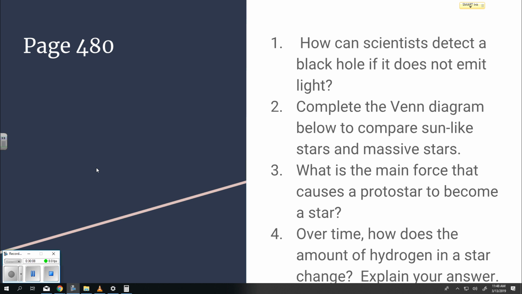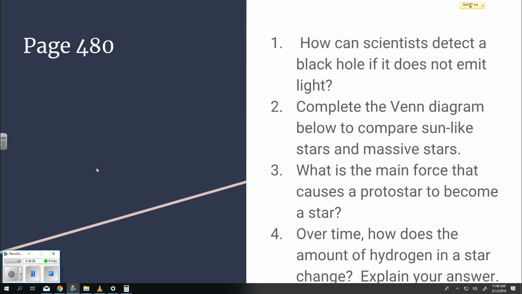Question 3. Answer can be found on page 475. Gravity that causes nuclear fusion.